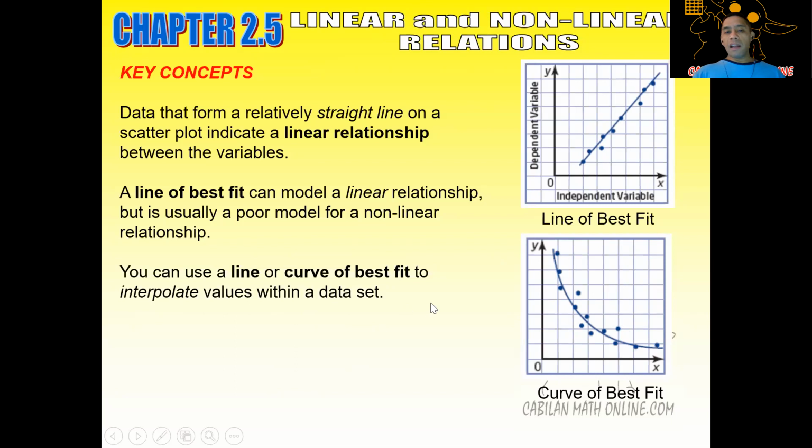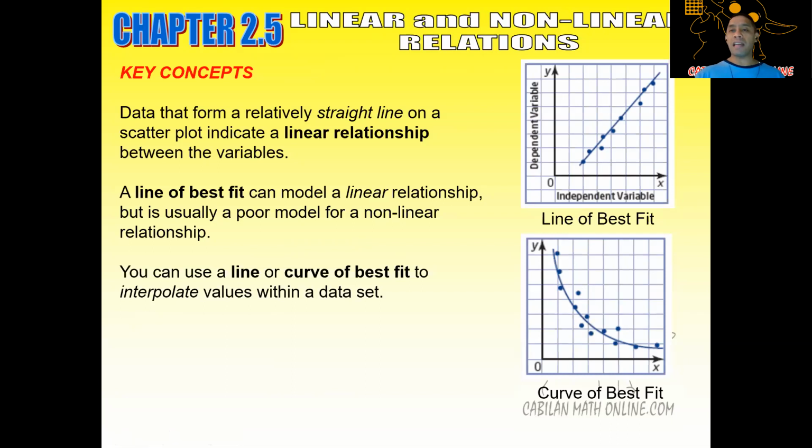When you're looking at a curve of best fit, you're basically going to freehand draw a curve that goes through most of the points, keeping in mind that you should have the same number of points above and below the curve. For both the line of best fit and the curve of best fit, you can perform interpolation and extrapolation in a similar fashion to what we did in the last lesson.